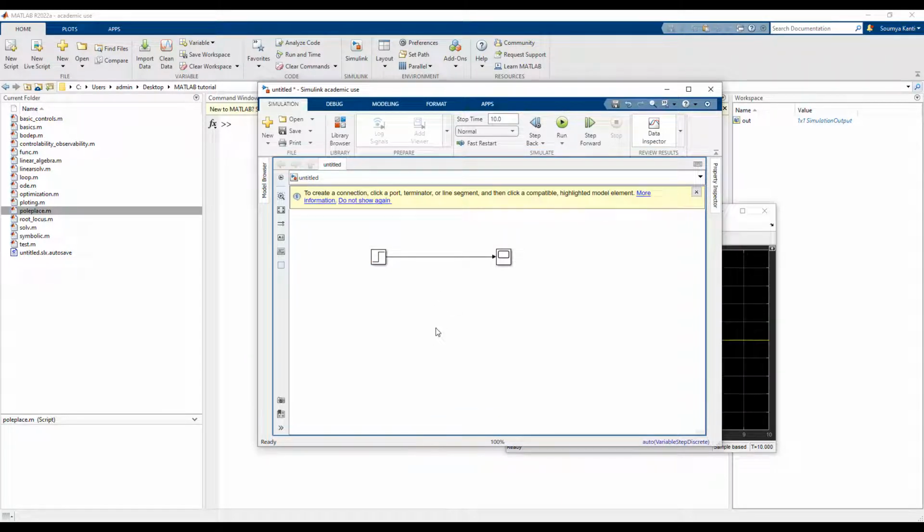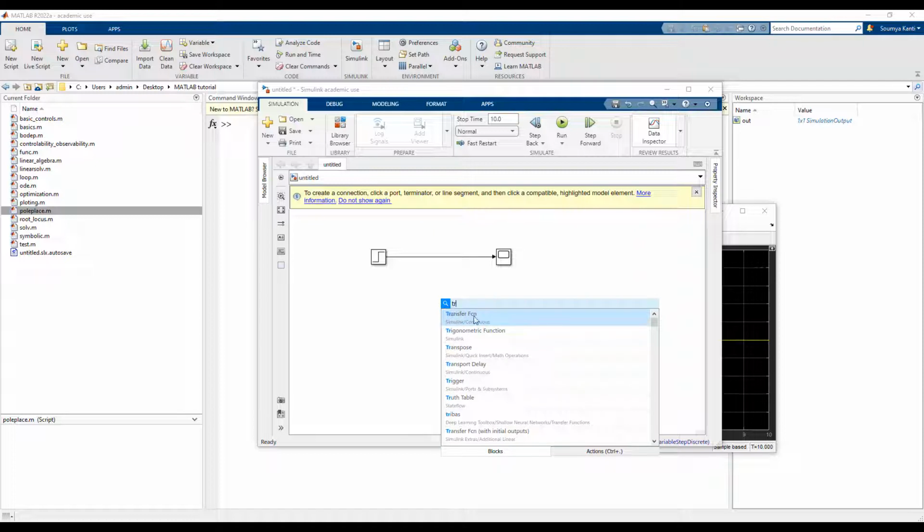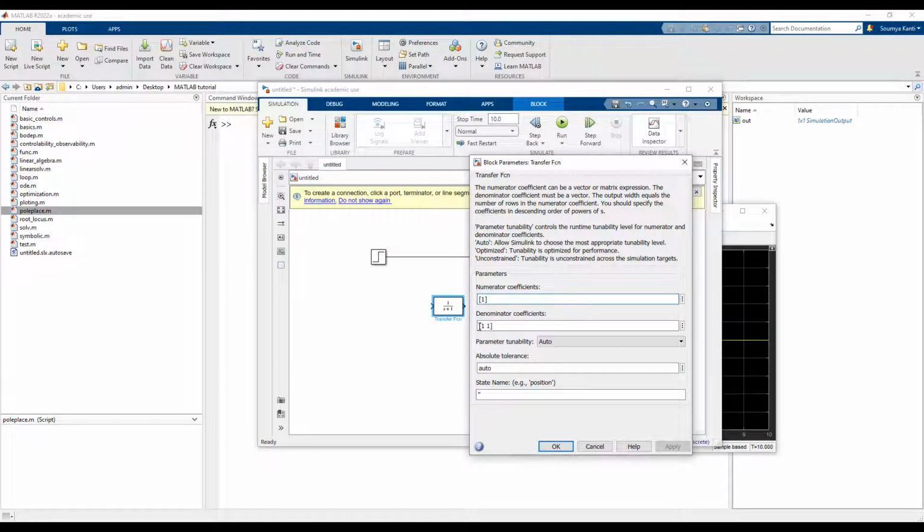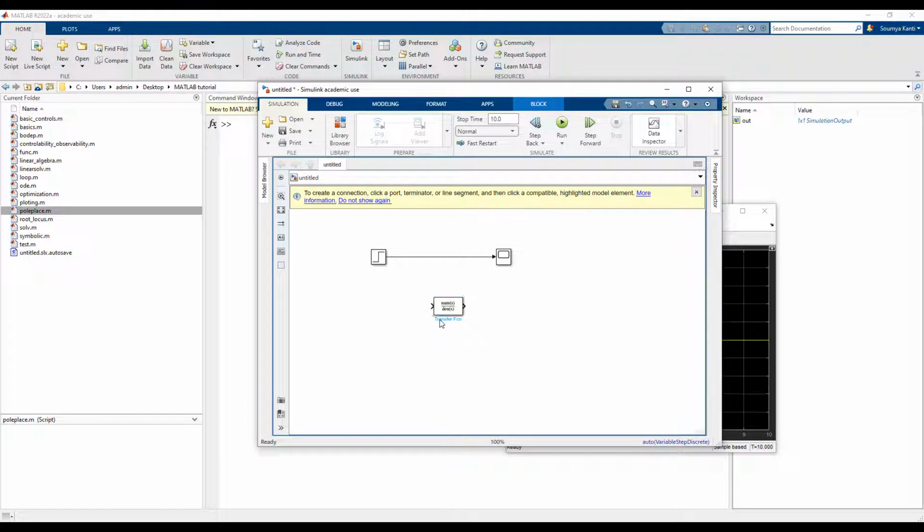So suppose I want to have a transfer function. You can get a transfer function block. So you can see this one. I can edit it now. Suppose I want it to look like this. In transfer function you give out the coefficients of the numerator and denominator polynomial. You can also increase the size of it. So it looks like 1 by s into s square. You can drag it to the middle. I can delete this line and connect this to this and then this to this.